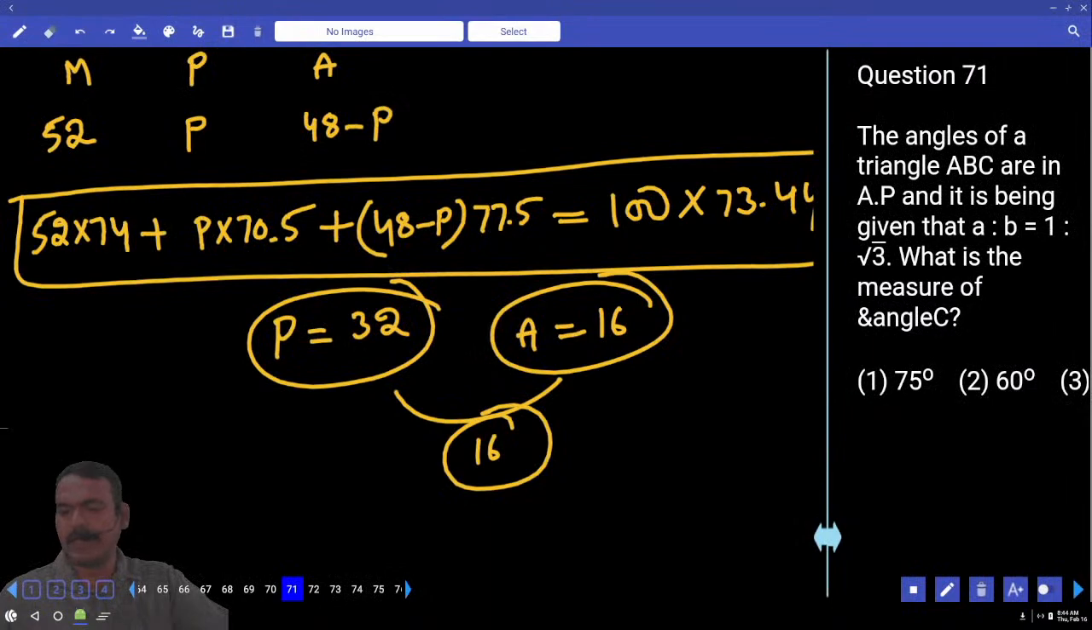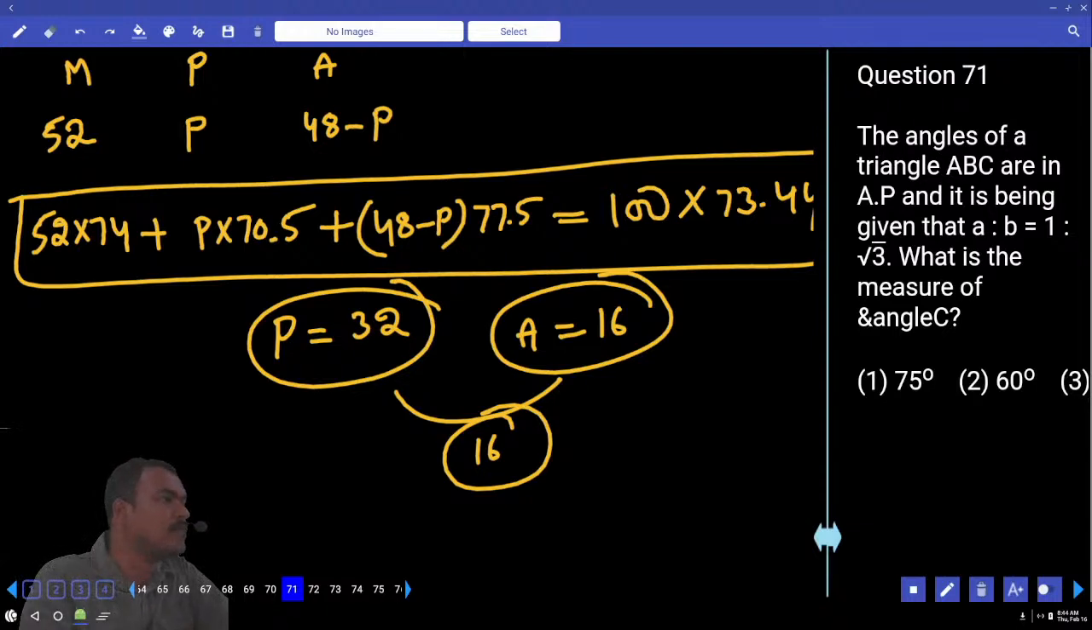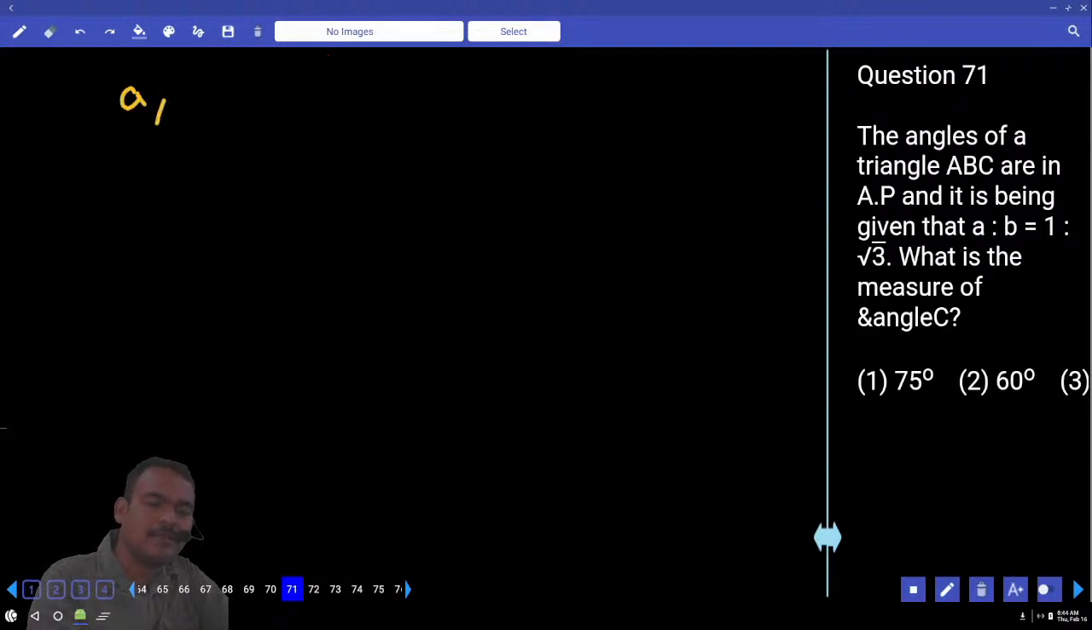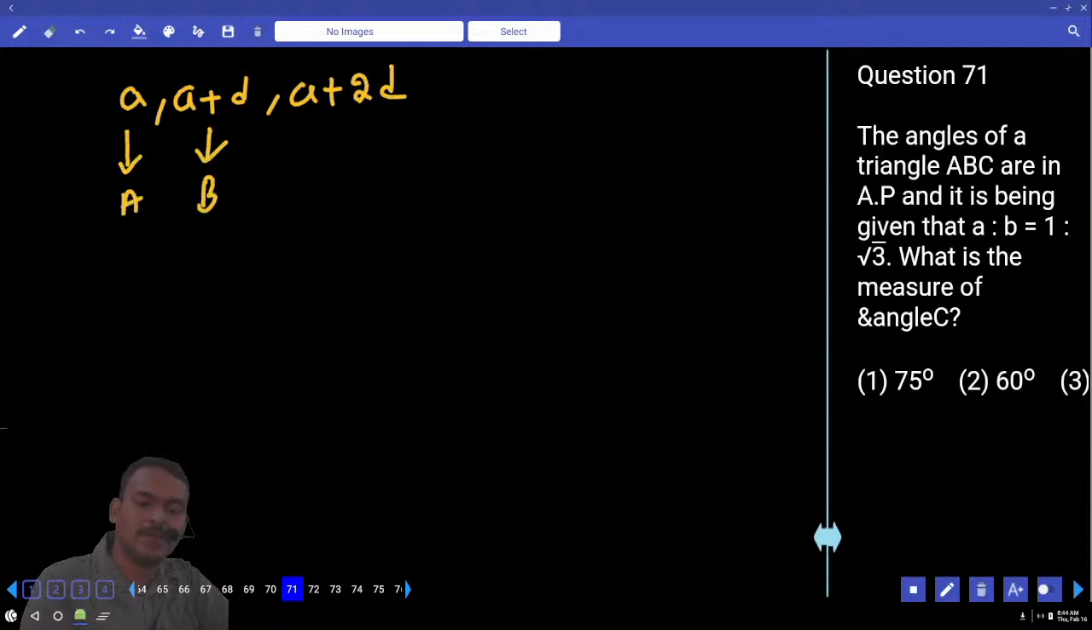The angles of a triangle ABC are in which one? AP, means arithmetic progression or not? Okay. Means first angle is which one? A. Second angle is A plus D. Third angle is A plus 2D or not? A means it is angle A or not? A plus D means angle B. A plus 2D means angle C or not?